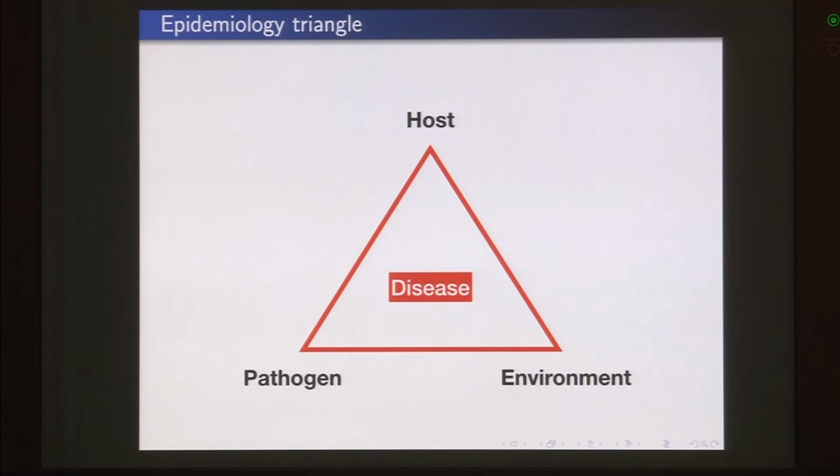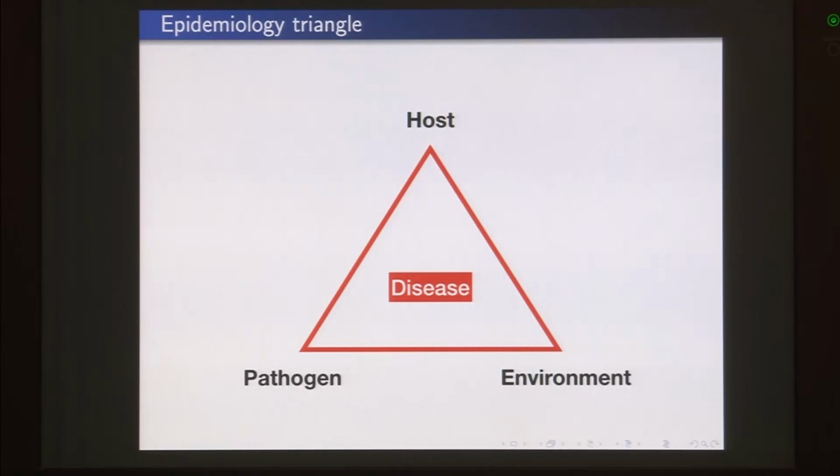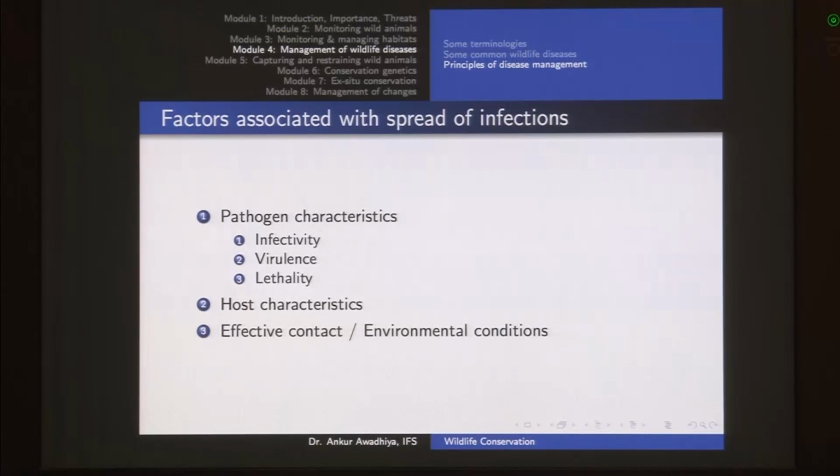So the epidemiology triangle can be remembered by the term HPE. So host, pathogen, environment gives you the disease. Host, pathogen and environment. Next we had factors that are associated with spread of diseases.